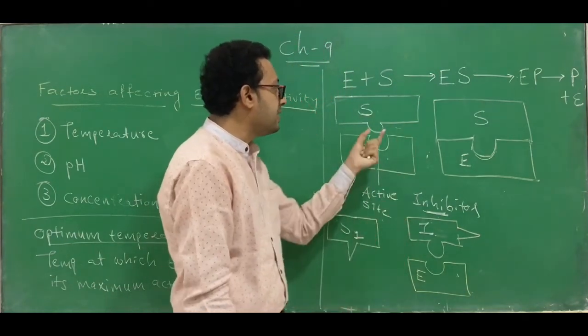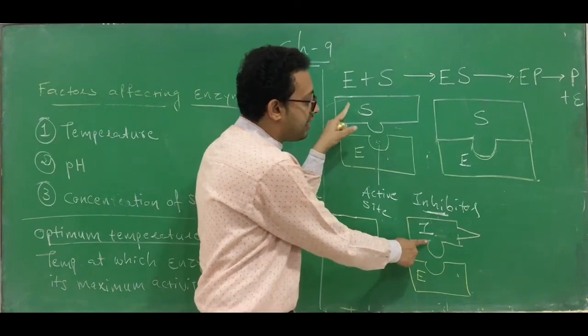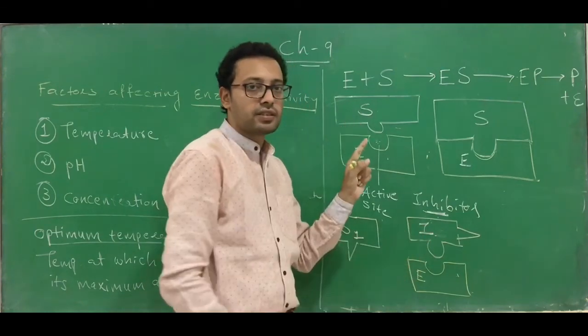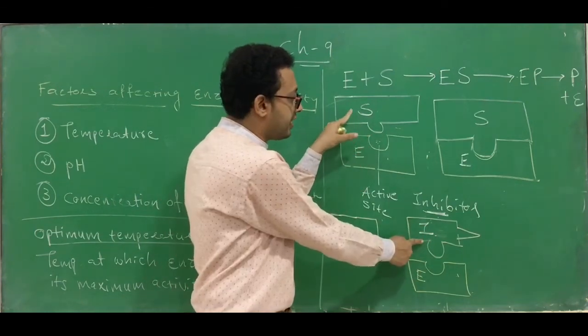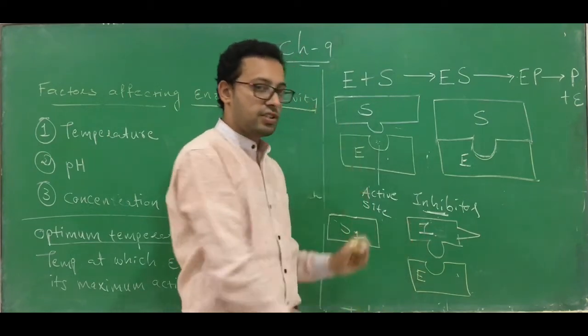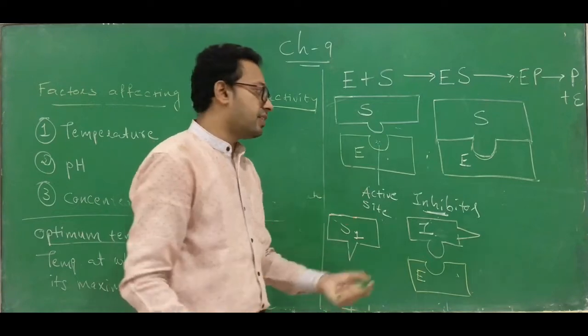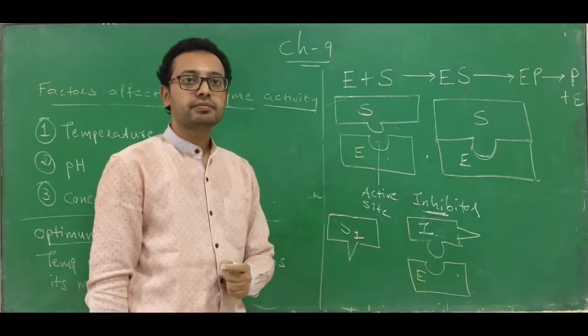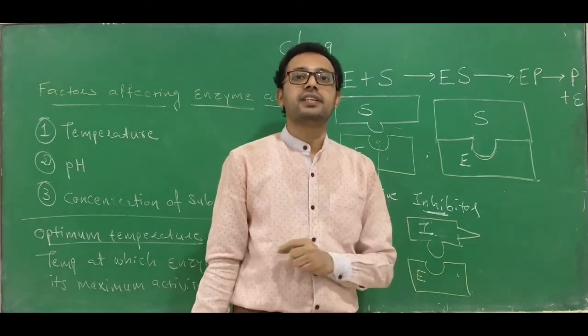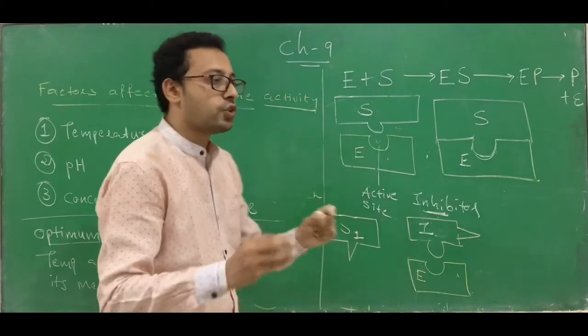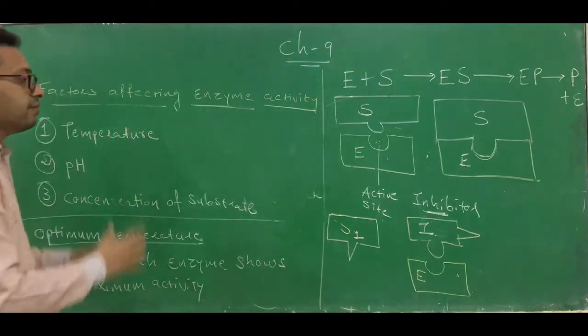Competitive inhibition means that here there is a structural similarity between the substrate and inhibitor. It occurs because of structural similarity. Like substrate and inhibitor have structural similarity. They are mostly similar. So they compete with each other to bind with the same enzyme. And so that's why they affect the enzymatic activity. So that's all about the factors affecting the enzyme activity.